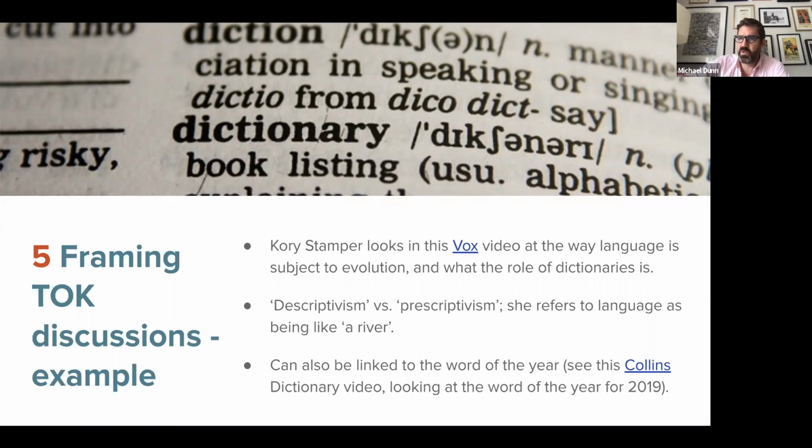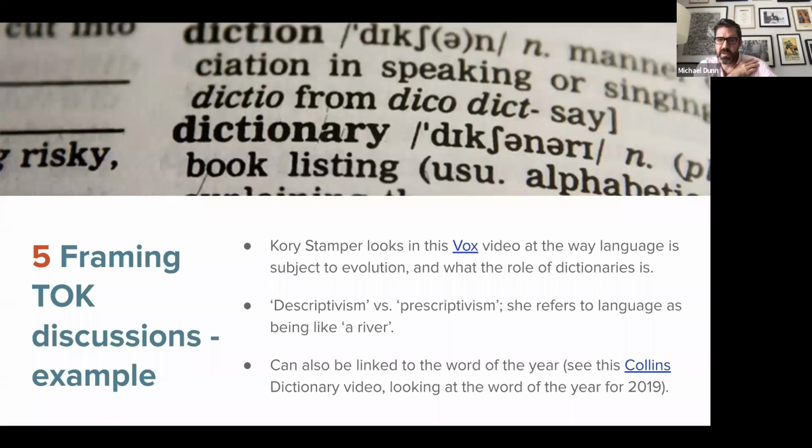What is the role of authority in language? This is a great video that I watched with students by someone called Corey Stamper, who helps to write, I think it's Chambers Dictionary. She's another linguist. And she gives us these two terms. I mean, they're not hers, obviously, but she gives us these two terms: descriptivism and prescriptivism.